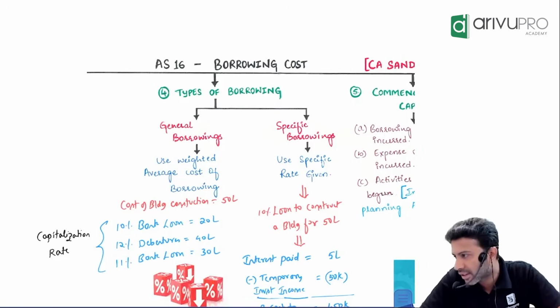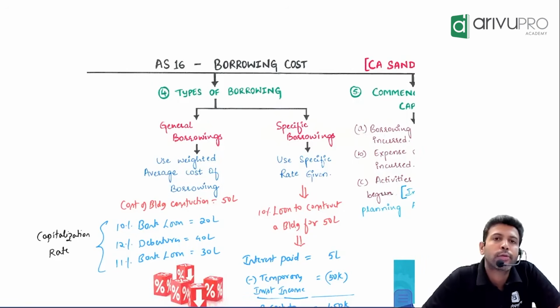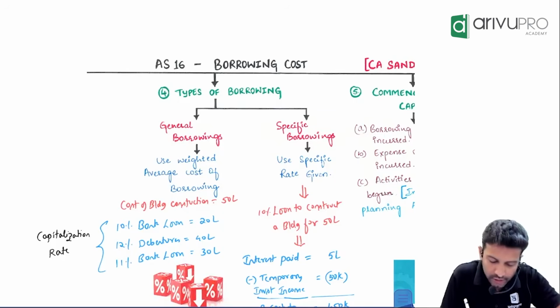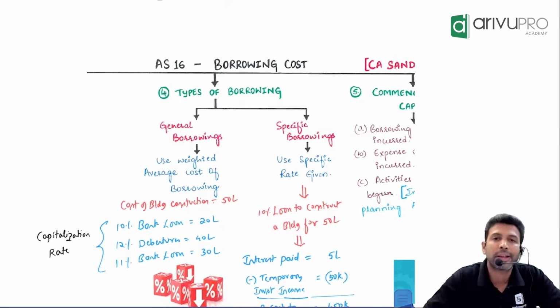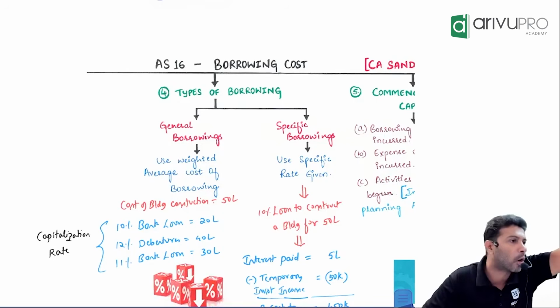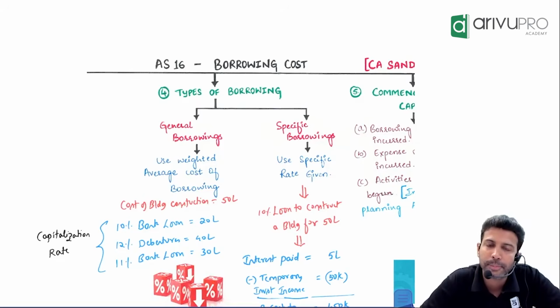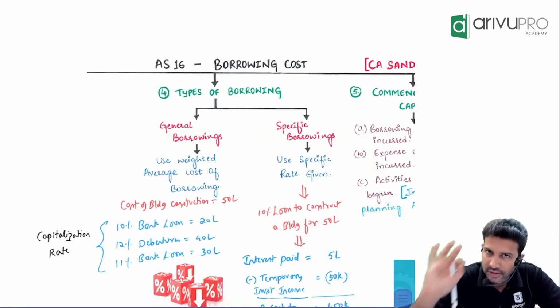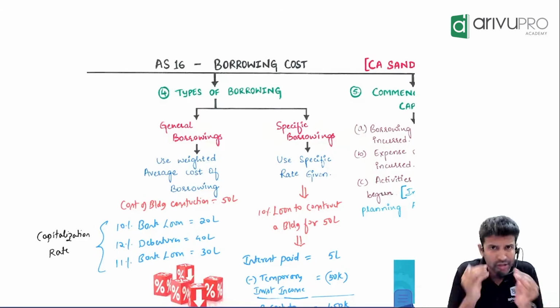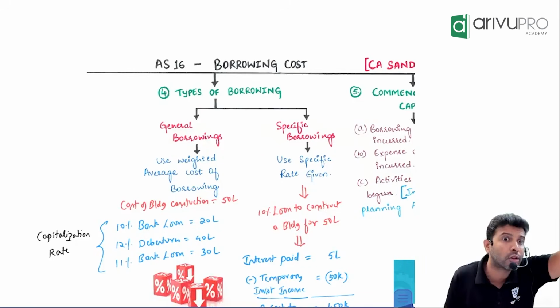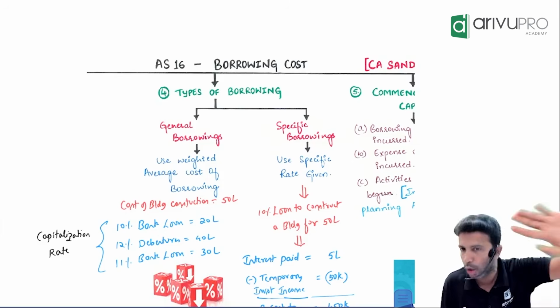As far as AS16 is concerned, the borrowings are of two types: general borrowing and specific borrowing. The name itself is saying specific borrowing. Specific borrowing means for what purpose that loan is taken. I'm just using the word loan, okay? Even a debenture is also a borrowing. For simplicity, for a better connect, I'm using the word loan, right?